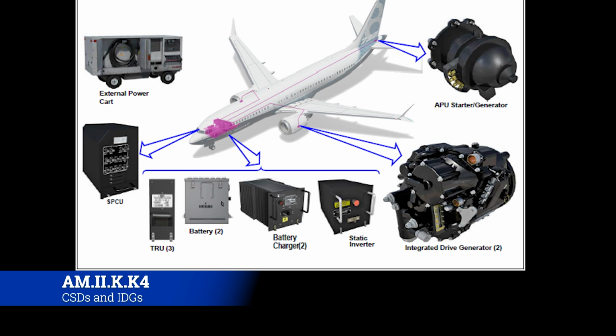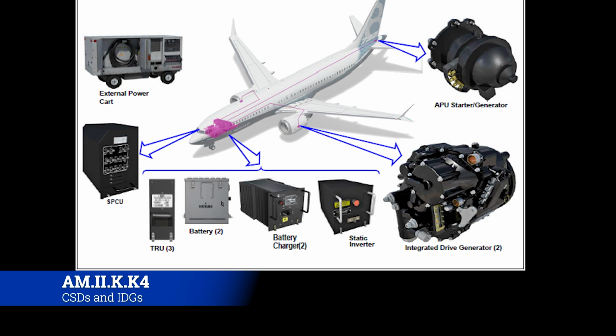Now in the E&E bay is where you get these four boxes. The static inverter, we already talked about that. The battery charger also is available there to charge the battery. So if you use the battery to start the engine, start the APU or whatever, that's going to draw down the battery. You need to have a way to put that power back so you can start it again.